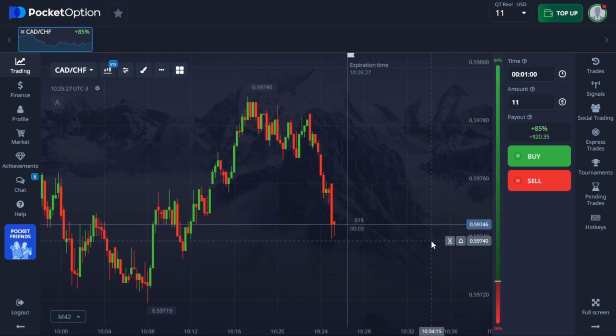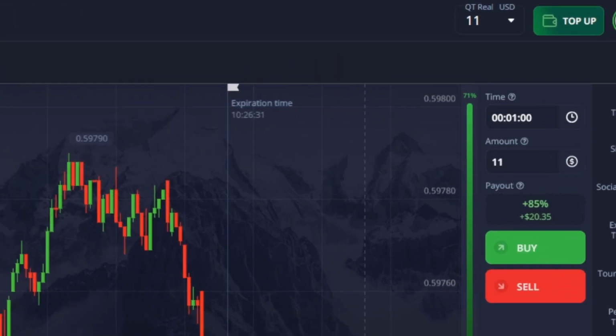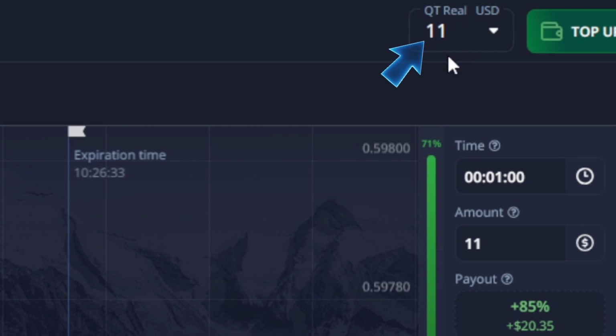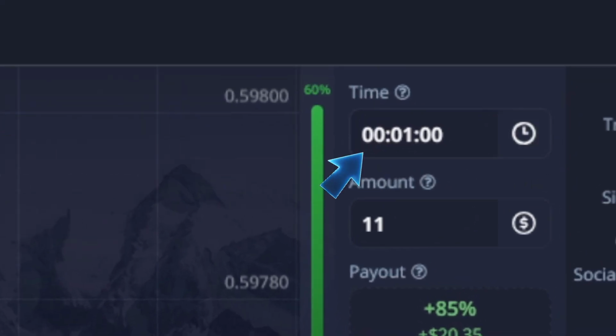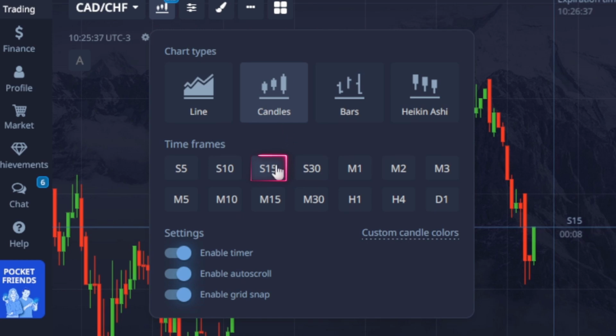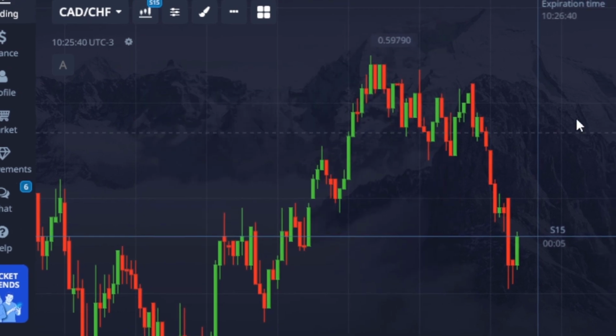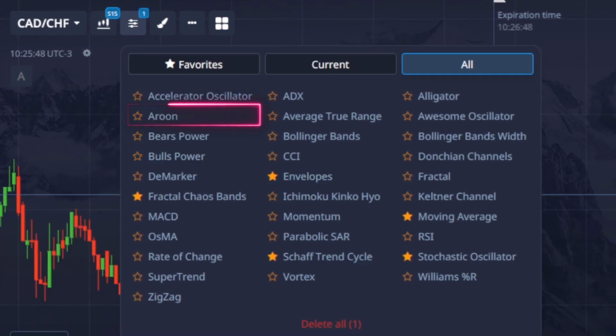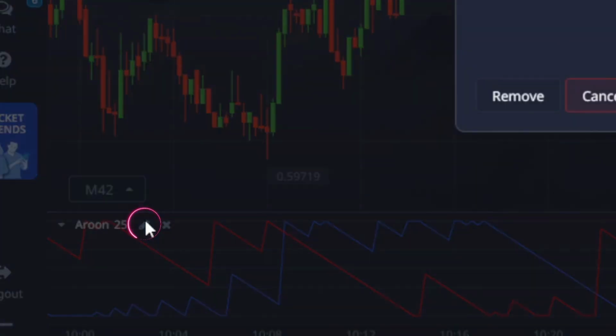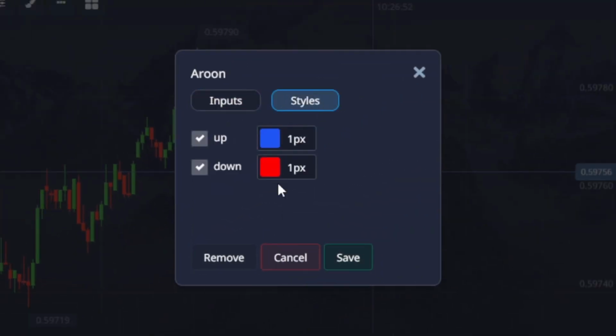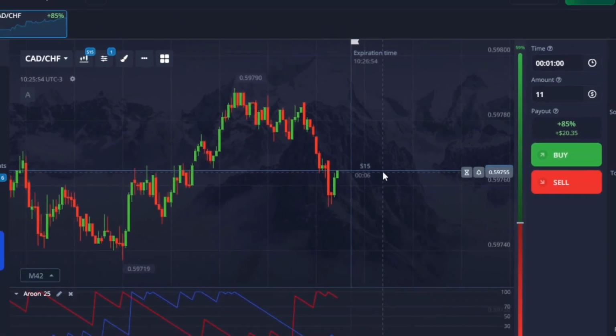Let's start with an amount of $11. The expiration time is 1 minute. All right, let's set the time frame, right now 15 seconds. Candles, the indicators, and wait to put the arrow on there. So let's use the arrow with a period of 25 and these colors for you.